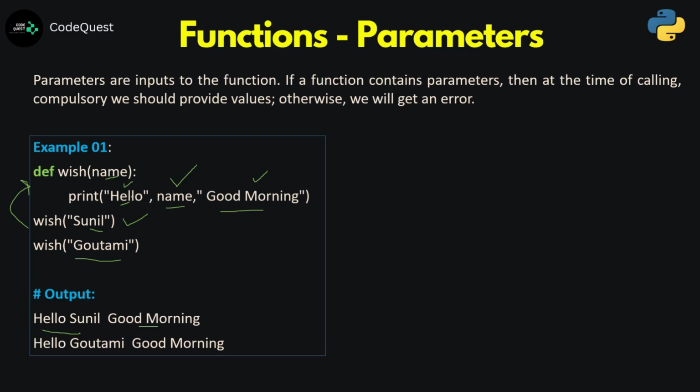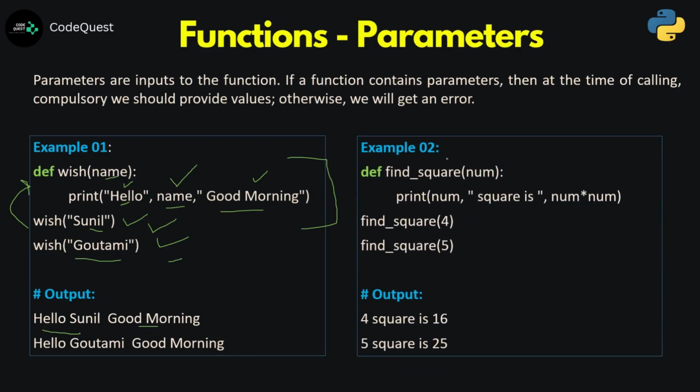So I'm going to get the message like, hello, Gautami, good morning. So once you have defined it, we are trying to use it as many times as per our choice. Now looking into another example here, let's say we have taken one more function, let's say find_square.